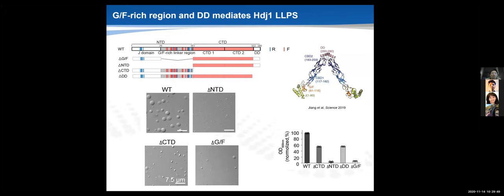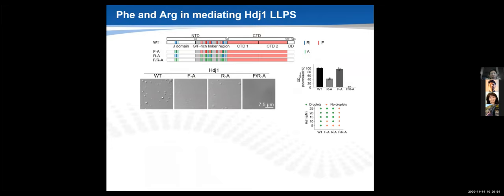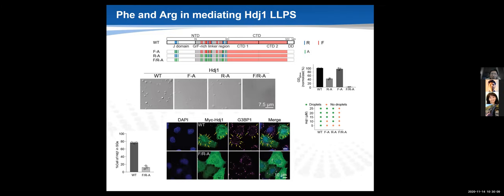So next, we focus on this multiple arginine and phenylalanine region. We did sequential mutation to alanine and showed that indeed this phenylalanine and arginine are very important. When we mutated them all to alanine, it totally abolished phase transition of HSP40. Cellular studies also show that when we mutate it to alanine, most of the HSP40 just doesn't get into stress granules upon stress. So this shows that this multiple arginine and phenylalanine region is very important, mediating HSP40 phase transition.